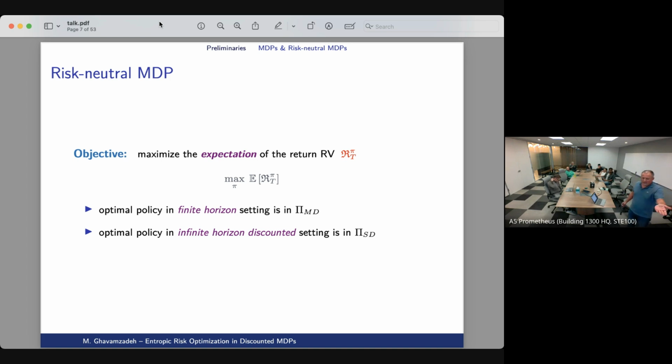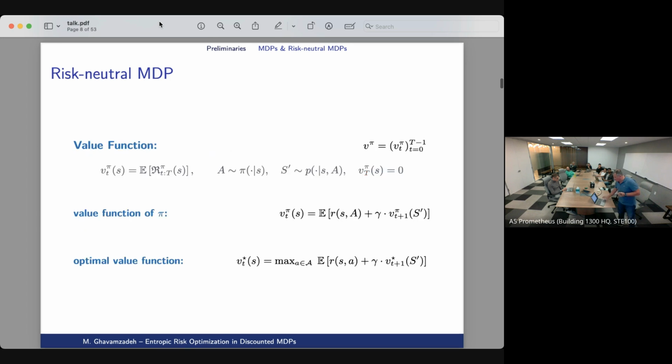We know that for this class of policies, we have studied this class of MDPs a lot. We know that the optimal policy in the finite horizon case belongs to the class of Markovian deterministic. So for every time step, you have a different policy. And for infinite horizon, the optimal policy is in the stationary deterministic class. So you have one policy that you execute everywhere, right? So this is a known result.